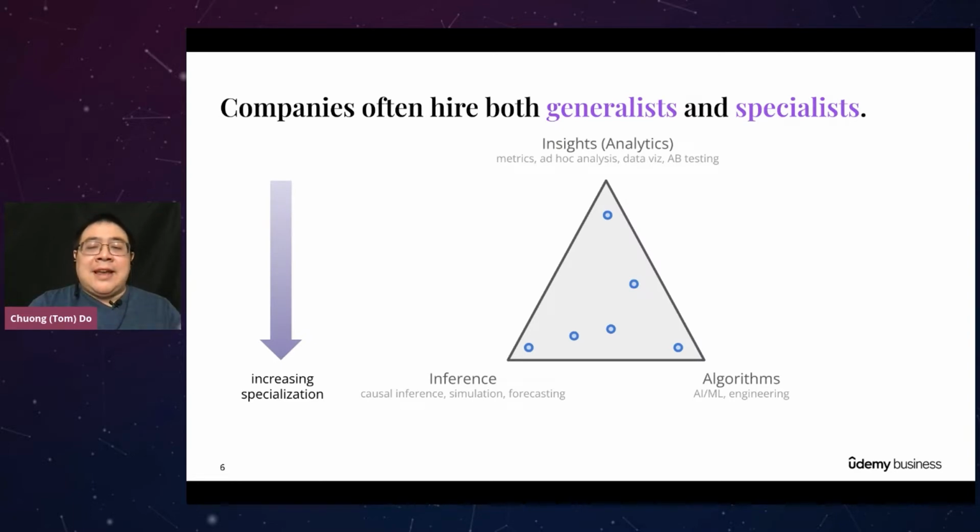Now, when it comes to how companies hire, there are different types of data scientists. There are those who are more generalists, and then there are those who are specialists. The generalists tend to focus on higher level concepts like metrics, ad hoc analysis, data visualization, A/B testing, and this is what we often call analytics in the industry, right? At Udemy in particular, we have a data science track that we call the Insights data science track. This focuses on operational strategic decision making using product and marketing analytics.